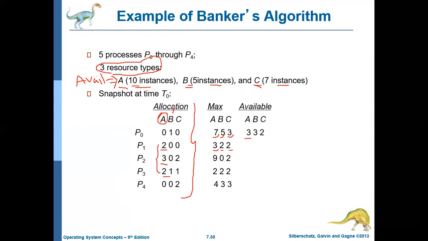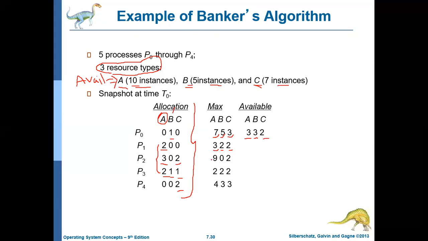Similarly, if you check for resource B, how many are already allocated? 1 for P0 and 1 for P3. Total available resource is 5. So 2 were allotted, and 5 minus 2 is 3. So the current available of resource B is 3. Similarly for C, total available is 7. Currently, 2 instances of C were allocated to process 2, 1 instance to process 3, and 2 instances to process 4. So 2 plus 1 is 3, 3 plus 2 is 5. 5 instances were already allocated. So 7 minus 5 gives the remaining available resource, which is 2.